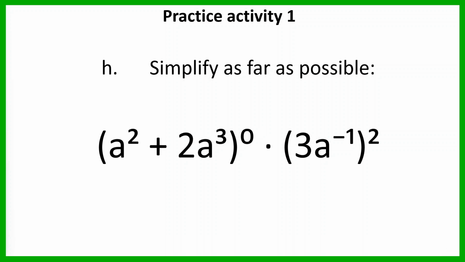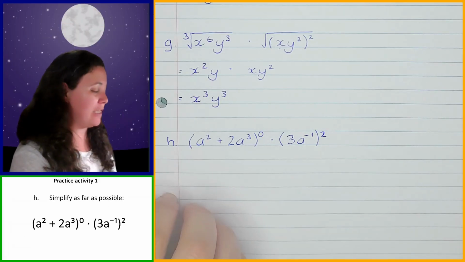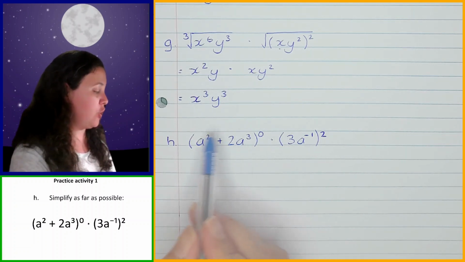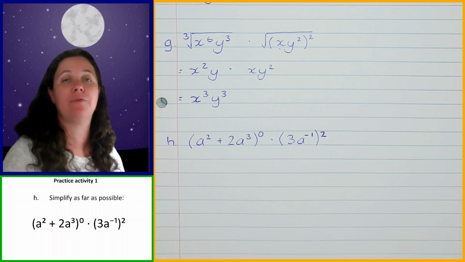Okay, so let's go through that and see what you should have got. Right, so in this question, we've got something interesting over here. A squared plus 2a cubed inside the brackets. Now, this is the first question we've had where we've had any pluses or minuses.